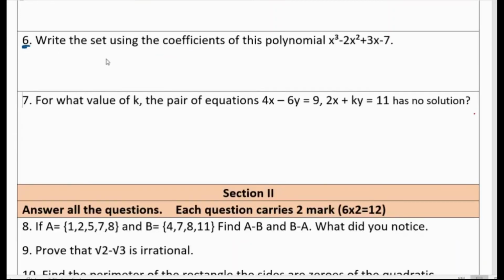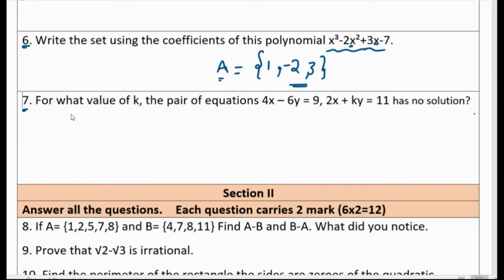Sixth question. Write the set using the coefficients of the polynomial x cube minus 2x square plus 3x minus 7. Usually a set is represented with a capital letter. I'm taking capital A is equal to the coefficient of x cube, which is 1. If there is no coefficient, we have to assume it as 1. The coefficient of x square is minus 2. The coefficient of x is 3. So the coefficients of this polynomial form the set 1, minus 2 and 3.